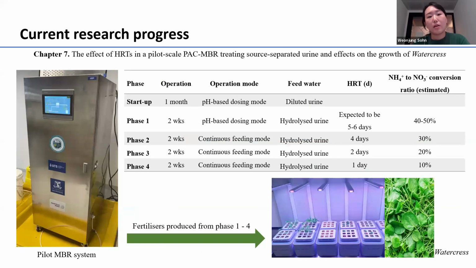And my last technical chapter will focus on the compact pilot scale MBR system. And this study will focus on the effect of different fixed HRTs on the ammonia to nitrate conversion ratio. And by applying the produced fertilizers into a hydroponic plant growth, this study will be able to examine the threshold of HRT in the MBR and conversion rate to be an effective urban fertilizer.